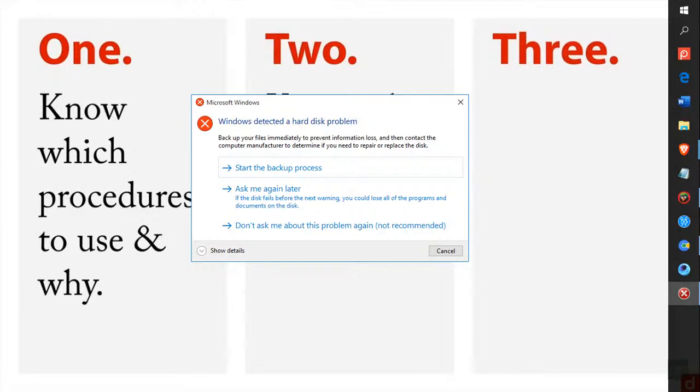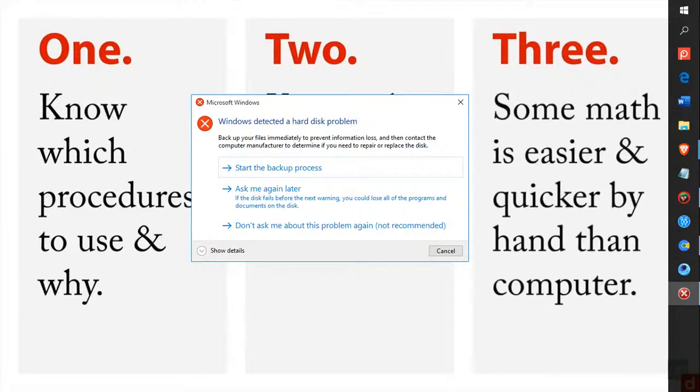And number 3, interestingly, some procedures, some math is easier and quicker to do by hand than by firing up the computer. And I'll show you a couple of examples in later videos where that can be the case.